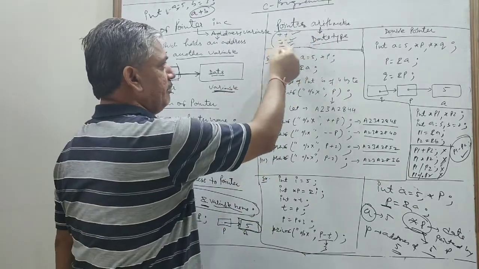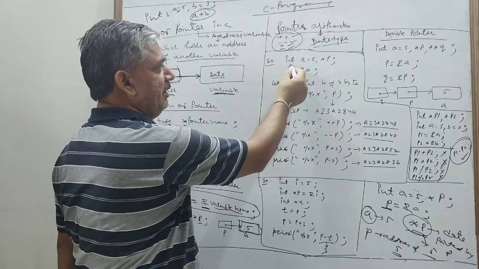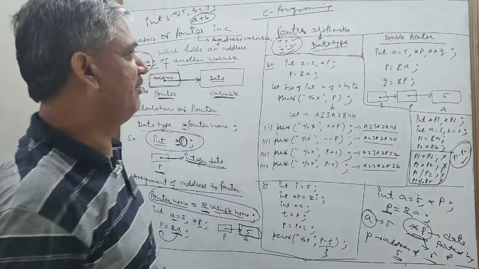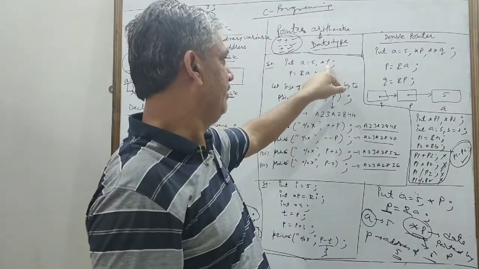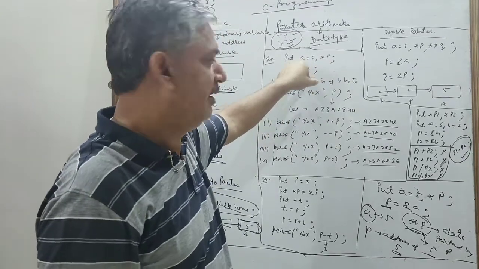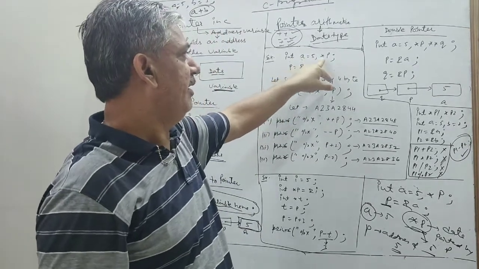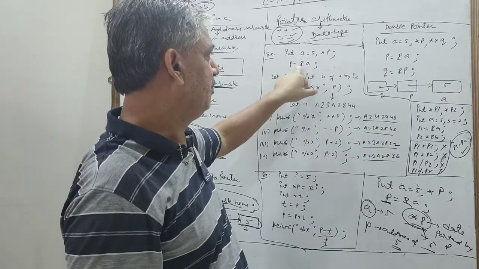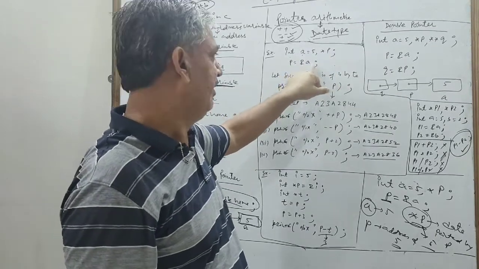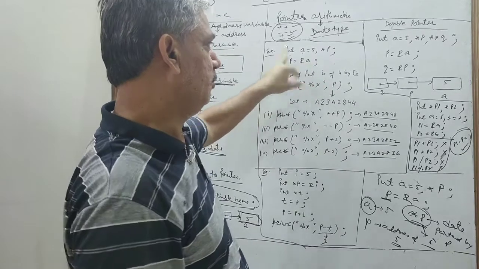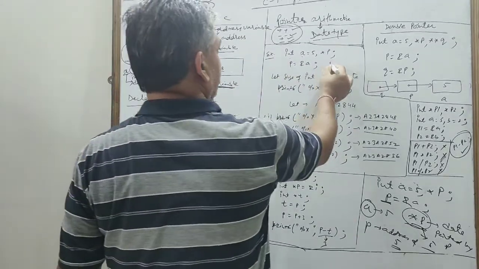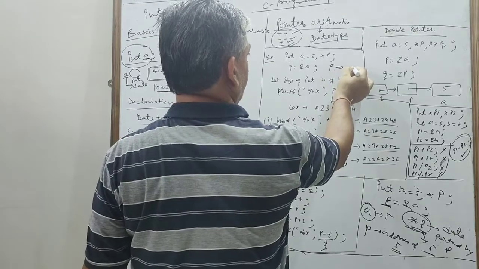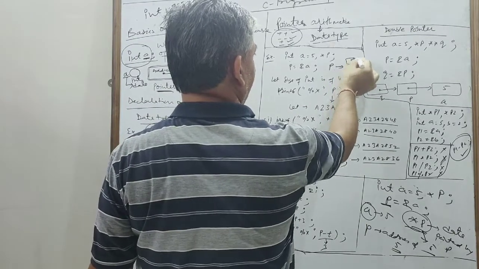Now, consider a simple example: int a = 5, *p. It means a is a simple variable and the value of a is 5, and p is a pointer. Clear? p = &a, so the address of a is assigned to p. It means this is a pointer and this pointer points to a. a means 5. Clear?